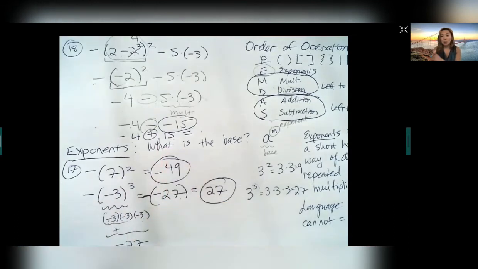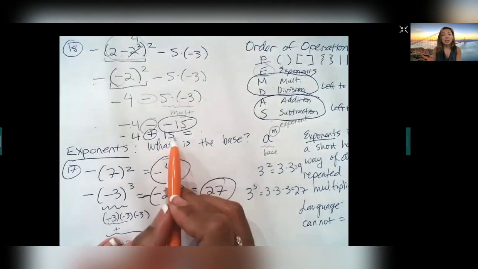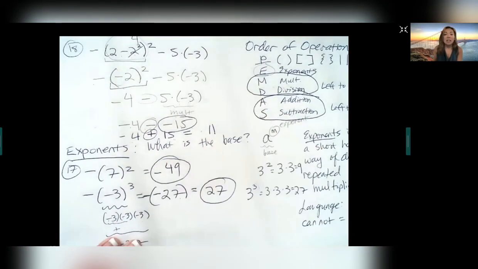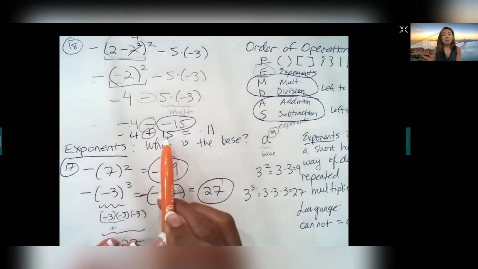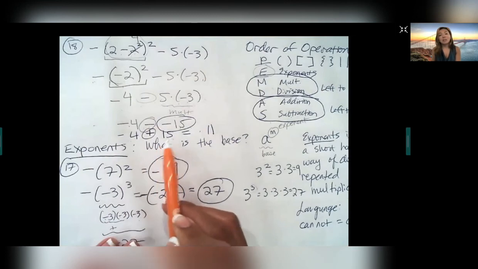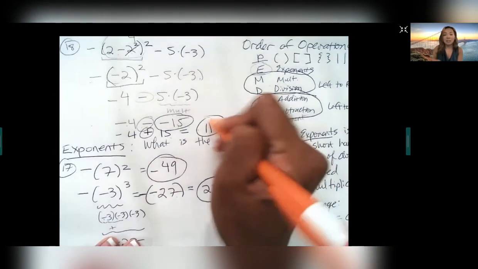So therefore, since I'm going in opposite directions, I need to subtract the numbers. I get 11. And is it a positive or negative? Did I walk more to the left or did I walk more to the right? I walked more to the right. So therefore, it's going to be positive 11.